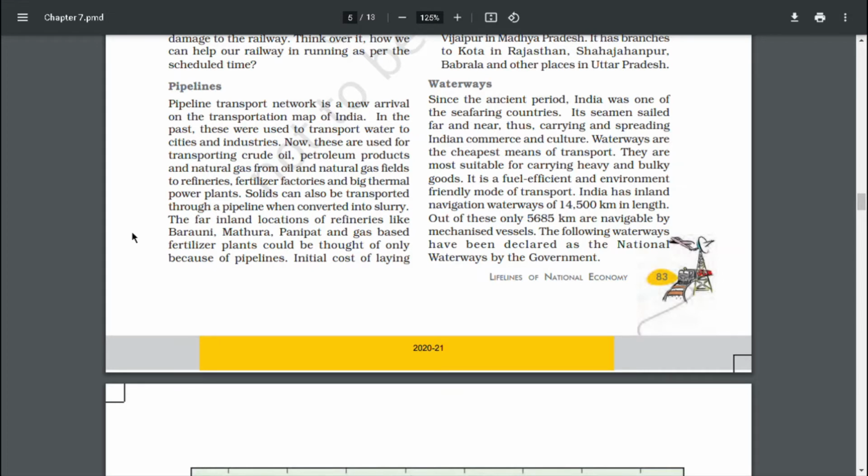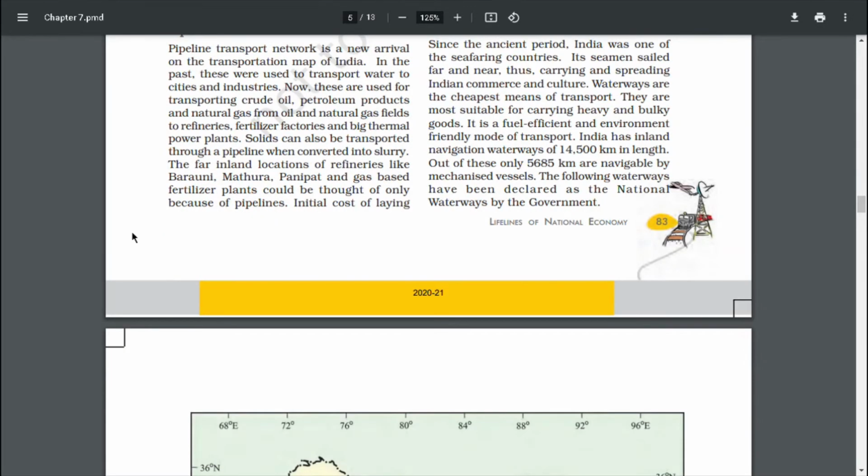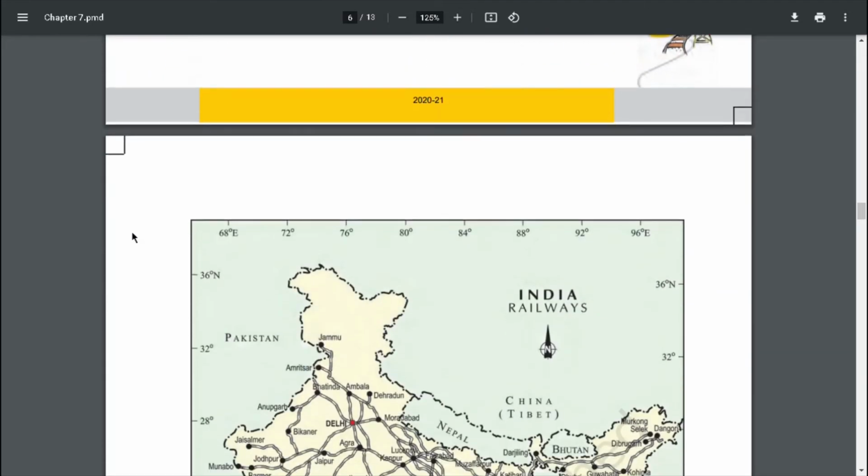India has inland navigation waterways of 14,500 km in length. Out of these, only 5,685 km are navigable by mechanized vessels. The following waterways have been declared as national waterways by the government.